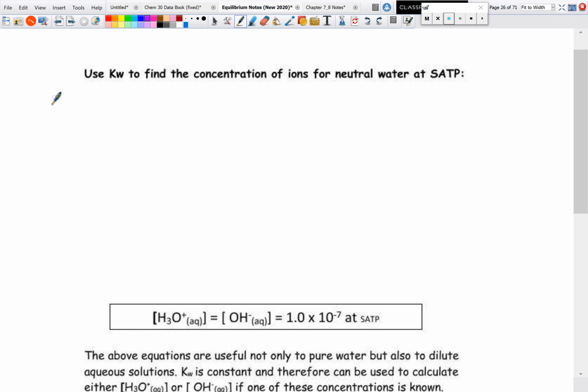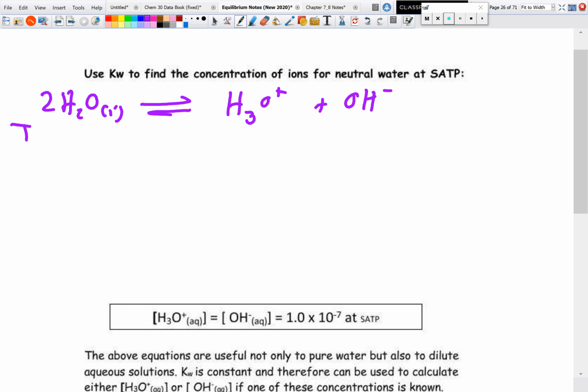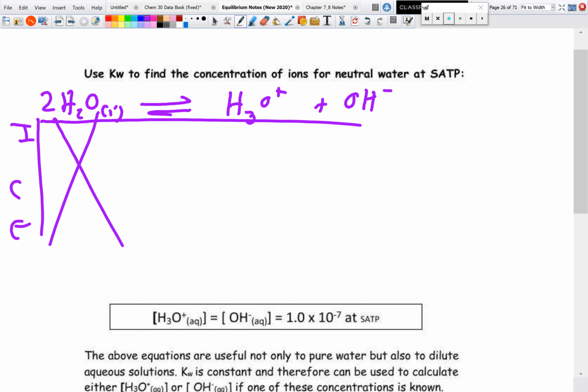So if we did out our ICE table, it would look something like this. We know water we can leave out because it is a liquid and it's not going to count in our equilibrium expression. Hydronium and hydroxide both start off at 0 because that's what happens initially. How they change is plus X and plus X, so at equilibrium their concentrations are both X.